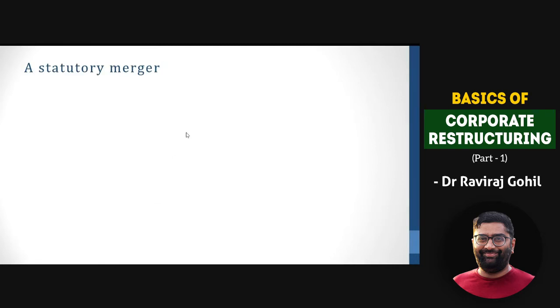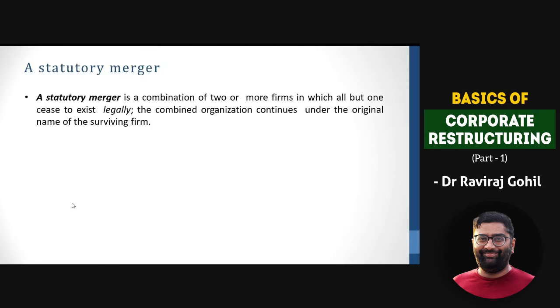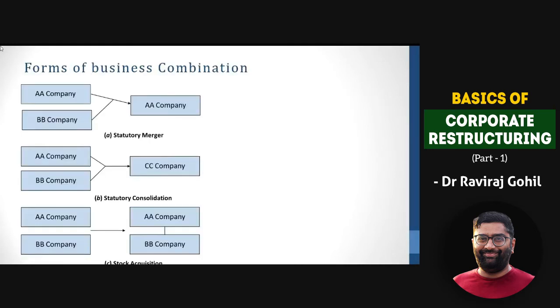Now let's understand what is a statutory merger. A statutory merger is a combination of two or more firms in which all but one cease to exist. Legally, the combined organization continues under the original name of the surviving firm. So in a statutory merger, one of the entities, like in this case, BB company, ceased to exist and AA company is surviving. So the new company will be under the surviving company's name, which is AA, right?